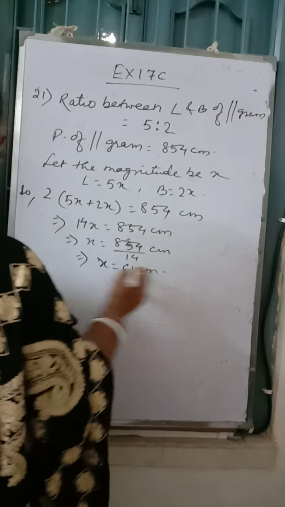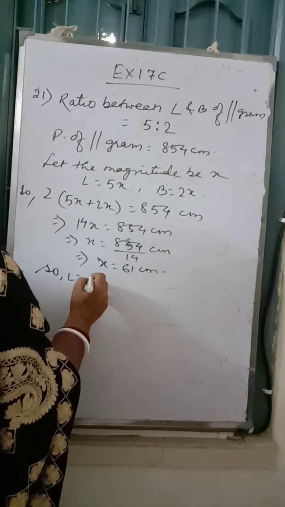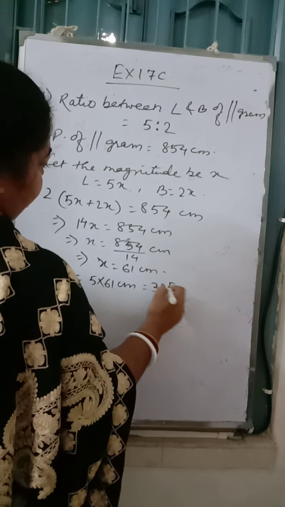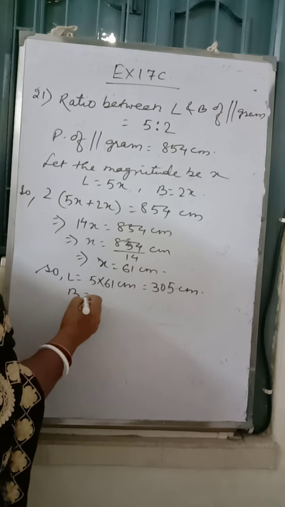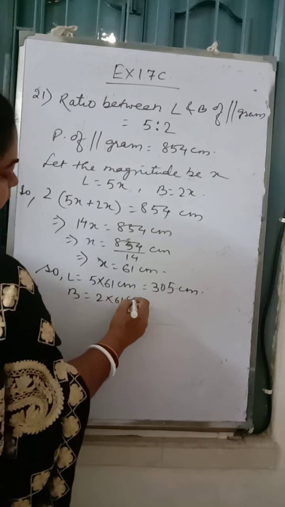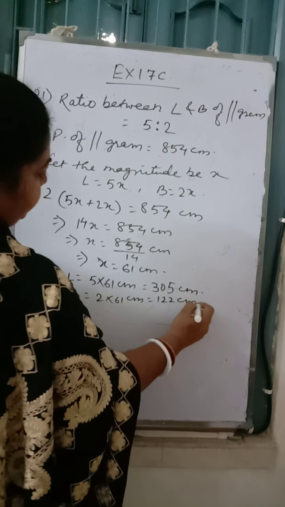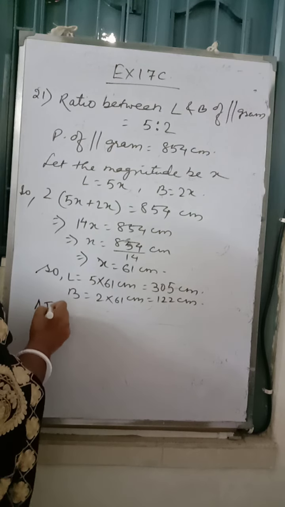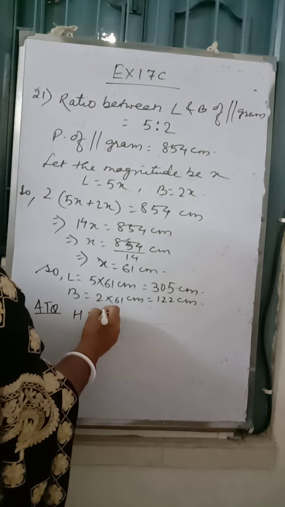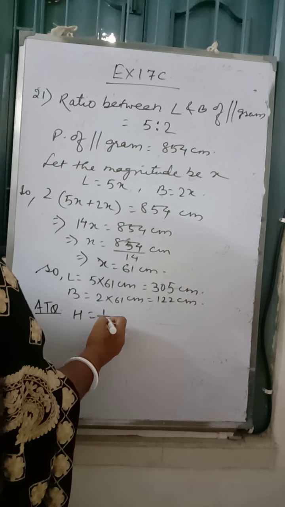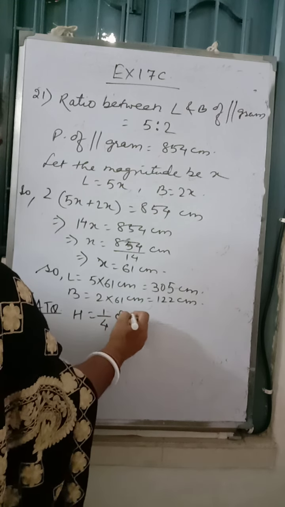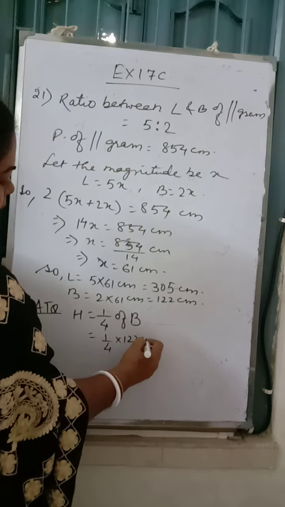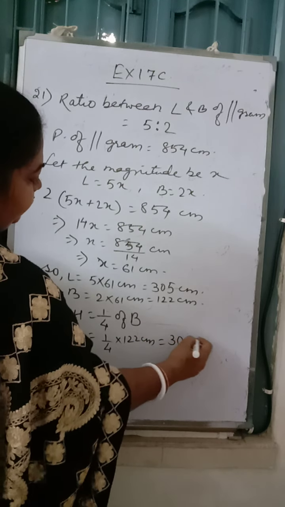61. So length would be 5 into 61 centimeter, 305 centimeter, and breadth would be 2 into 61 centimeter or 122 centimeter. We got length and breadth. In the question it says height is 1/4 of breadth. So it would be 1/4 into 122 centimeter, or this is 30.5 centimeter.